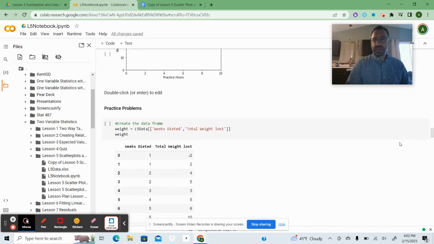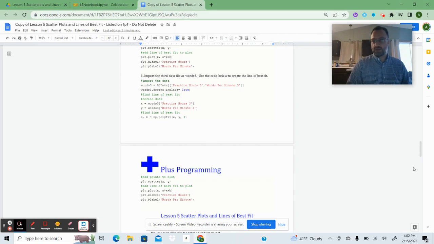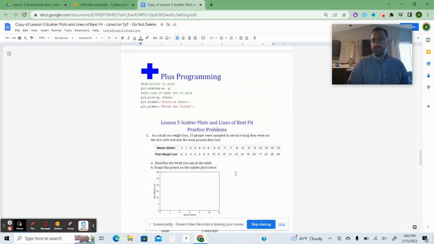So now what I'm going to do is have you work on the practice problems. So I'll let you struggle with this a little bit and go through those, fit in your own code, plot all those, and then do that, and then also do the check for understanding.